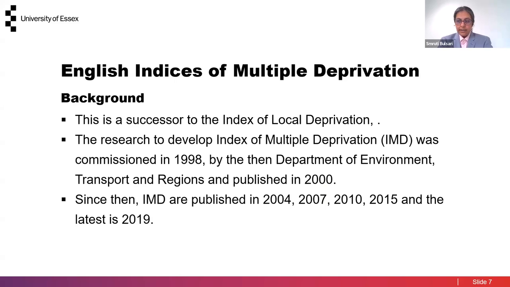Now, if we go to the background and history of the English indices of multiple deprivation, it is a successor of the index of local deprivation. So prior to the indices of multiple deprivation, there used to be a local deprivation index. The index of multiple deprivation was developed and commissioned in 1998 by the then Department of Environment, Transport and Regions, and it was published in the year 2000. Since then, it has been published in 2004, 2007, 2010, 2015, and the latest one is 2019.